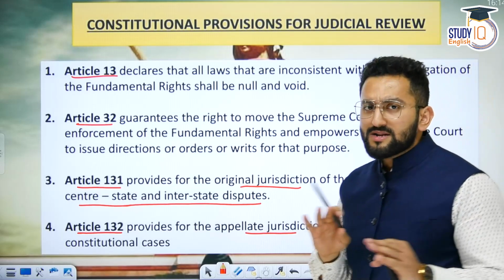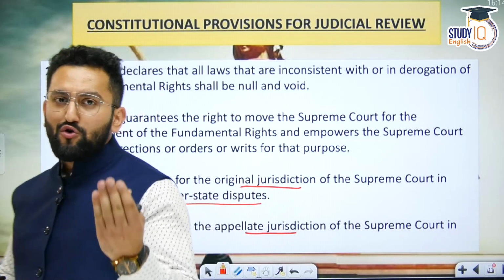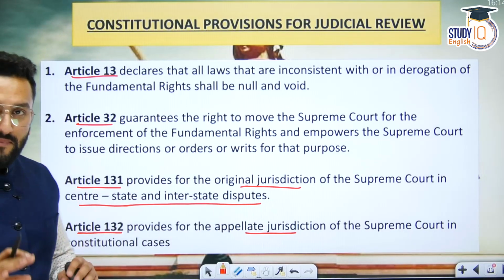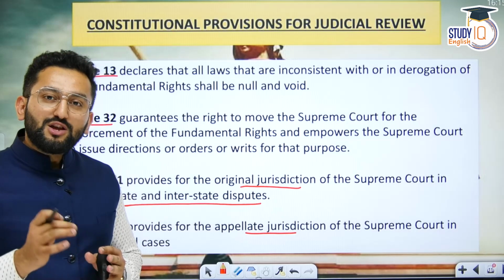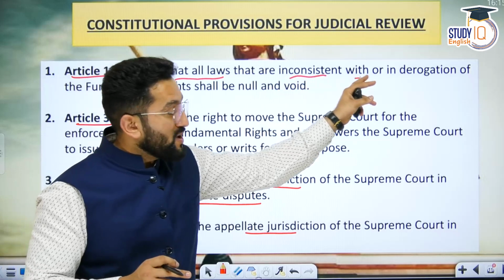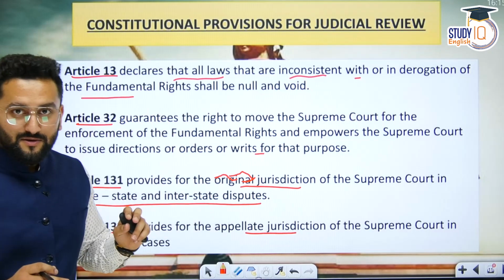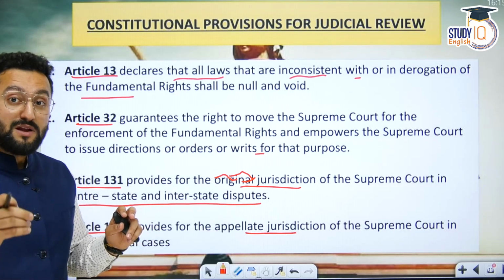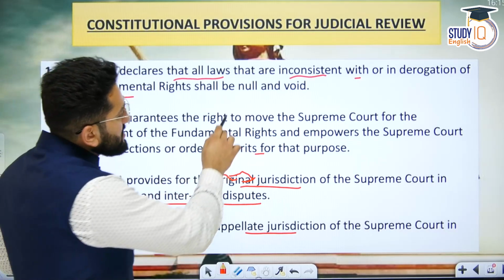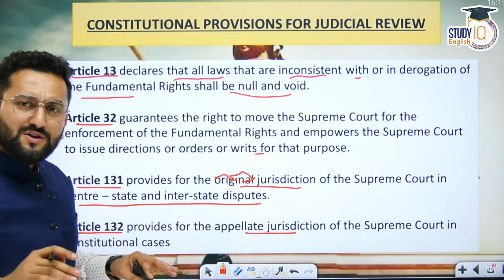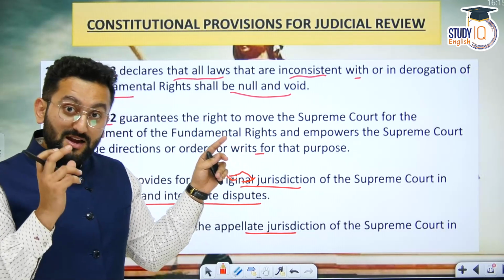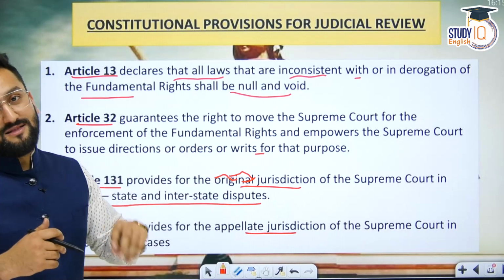Now, constitutional provisions for judicial review. Now we are going to go article wise, and some of these articles we have already discussed, but still I want to go through them with you article wise. Article 13. Remember the fundamental rights discussion. Article 13 says that any law that is inconsistent with or in derogation of fundamental rights, means any law made which takes away any of your fundamental rights mentioned in Part 3, will be declared null and void. So our constitution framers have not mentioned the word judicial review, but they have clearly given this scope, this space, to the judiciary to act in this regard.